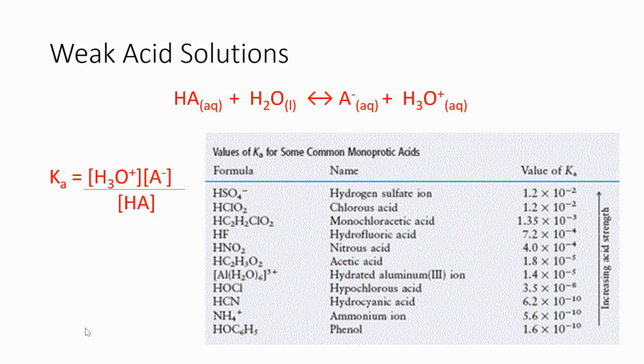There should be no doubt right from the get-go that calculating the pH of a weak acid is going to be more complex than calculating the pH of a strong acid. And that's because weak acids only partially ionize, whereas strong acids ionize completely.